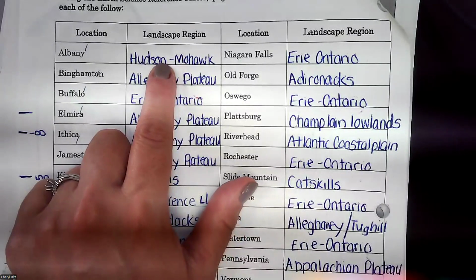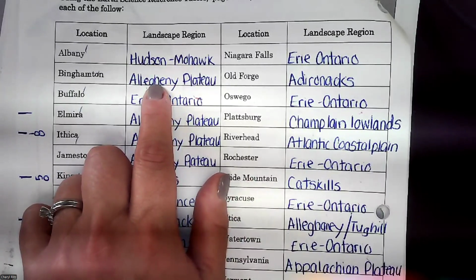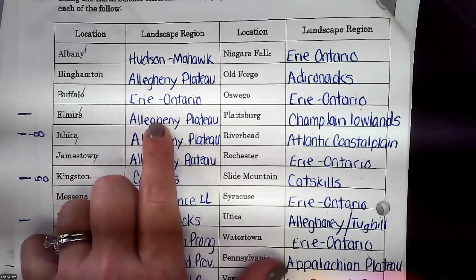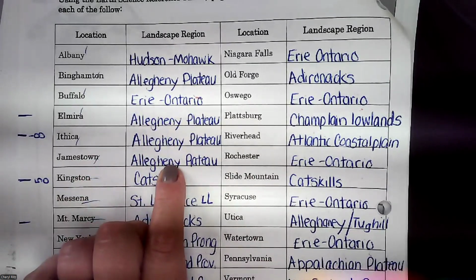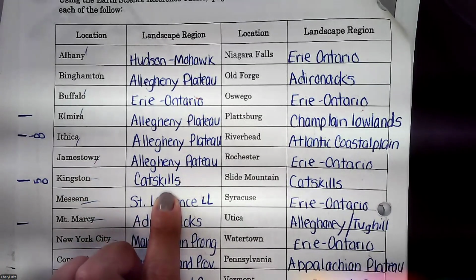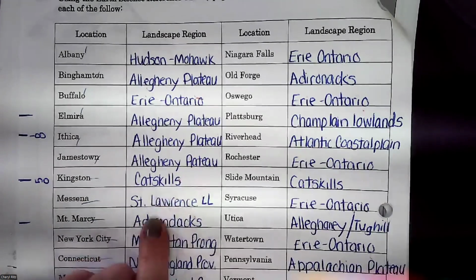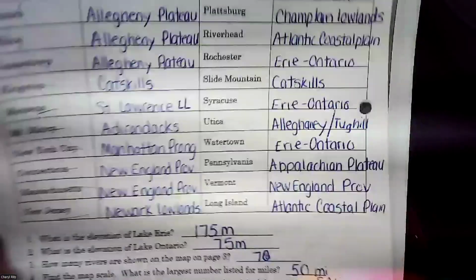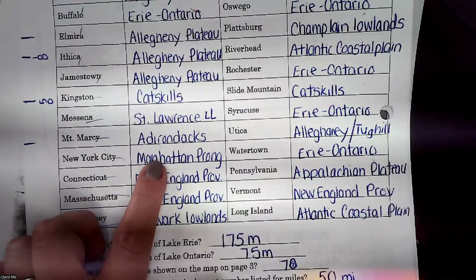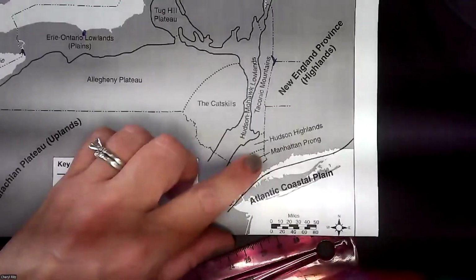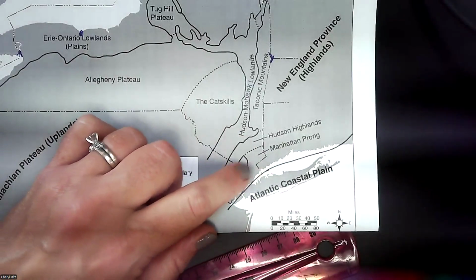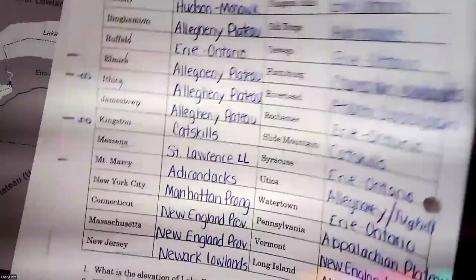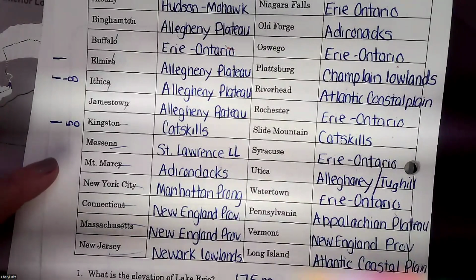We've got the Hudson Mohawk lowlands, the Allegheny Plateau for Binghamton, Buffalo's in the Erie, Ontario lowlands, Elmira, Ithaca, and Jamestown, all the Allegheny Plateau, Kingston's in the Catskills. We've got Massena in the St. Lawrence lowlands, Mount Marcy in the Adirondack Mountains. New York City, that's another one. I put that it's in the Manhattan Prong. You could have also said probably the Newark lowlands or even the Hudson Highlands, depending on where you thought New York City matched up with. So don't worry about that one.